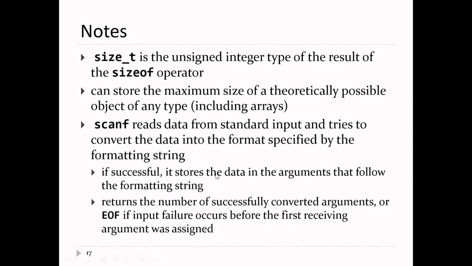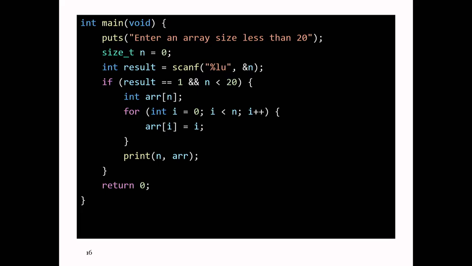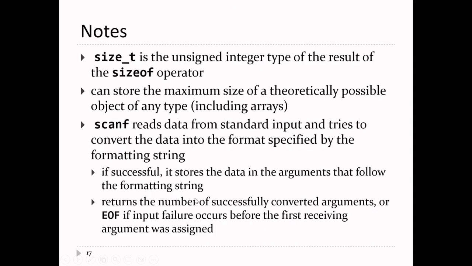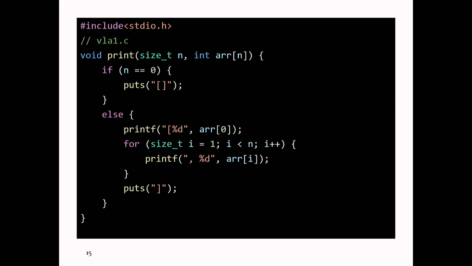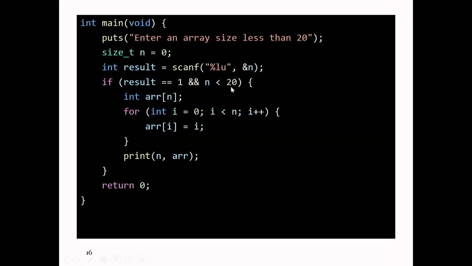If scanf is successful, it stores the data that's read in into the arguments that follow the formatting string. So if you type something in and scanf can safely convert the first thing you type in into an unsigned long, it stores it in n. And scanf returns the number of successfully converted arguments. So here it should return 1 if you type in something that can be converted to an unsigned int.